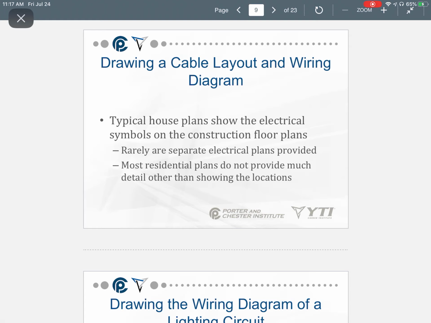Drawing a cable layout and wiring diagram. Typical house plans show the electrical symbols on the construction floor plans. One thing I will tell you guys is, we're actually going to be doing blueprints in this term.